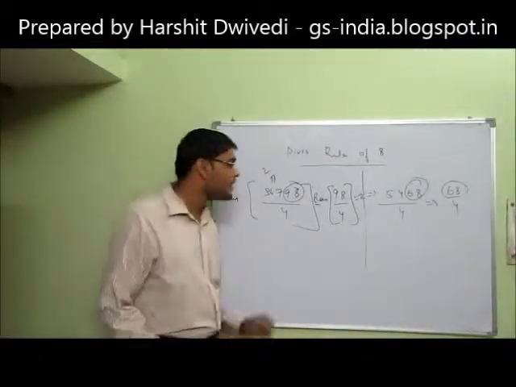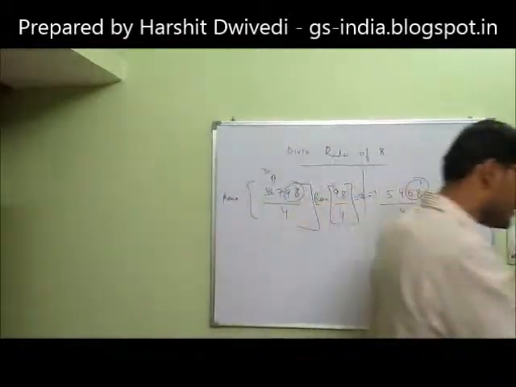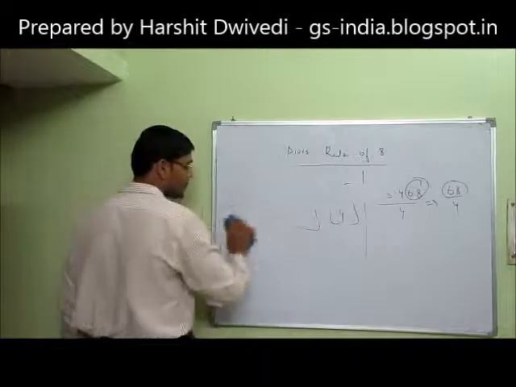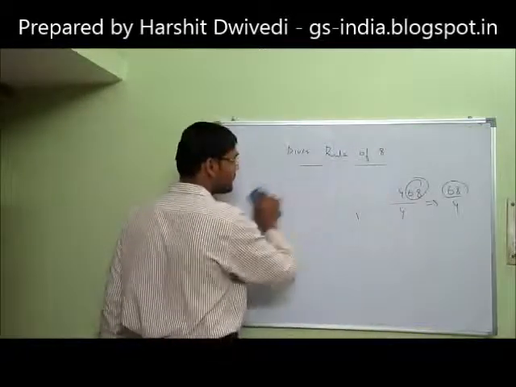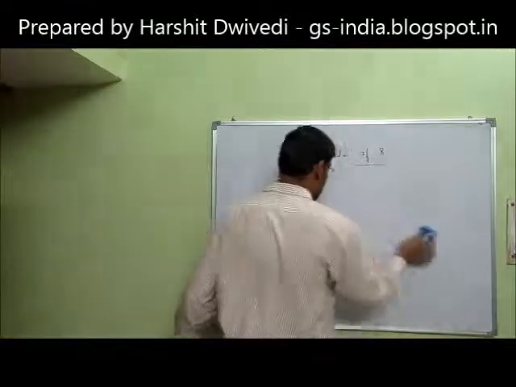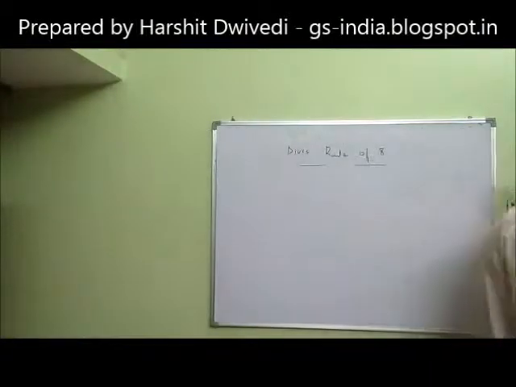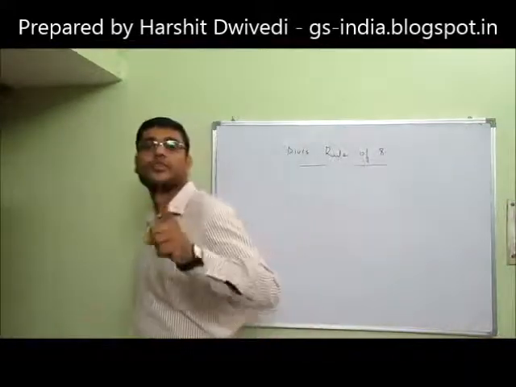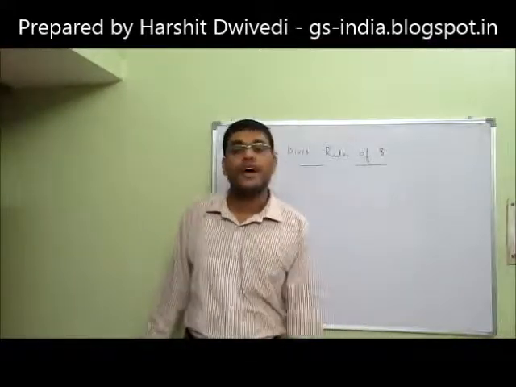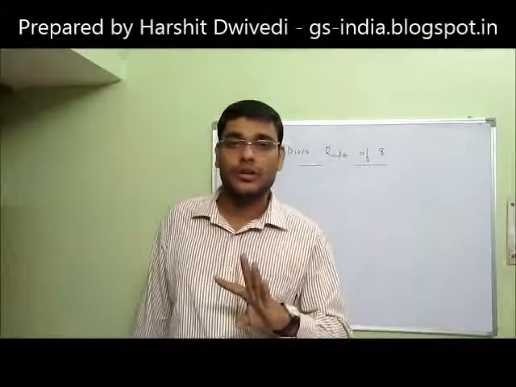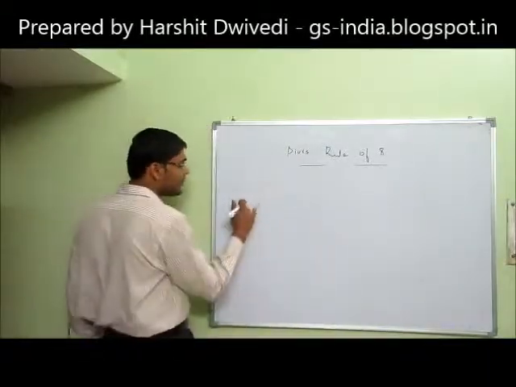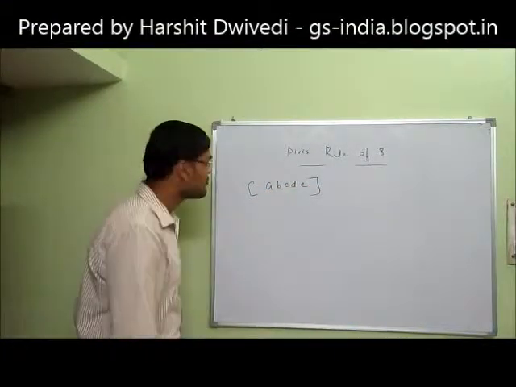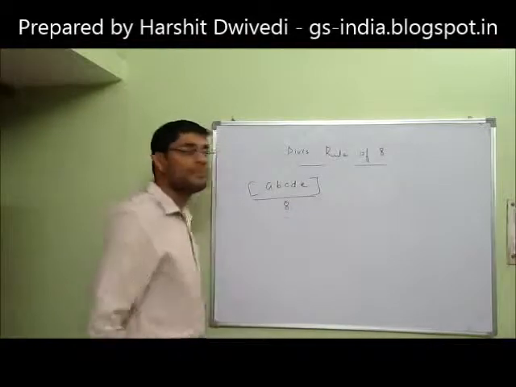Now, coming to the divisibility rule of 8, connecting these two things. I am trying to say this in terms of zeros. For the divisibility rule of 2, 1 zero. For the divisibility rule of 4, 2 zeros. And for the divisibility rule of 8, 3 zeros. Now what does this mean? I take a big 5-digit number ABCDE, and I have to check its divisibility by 8.